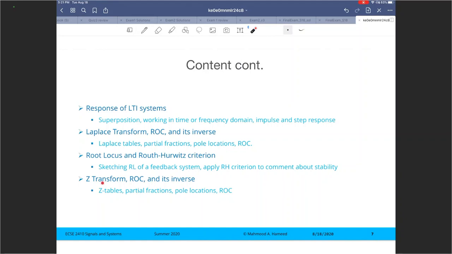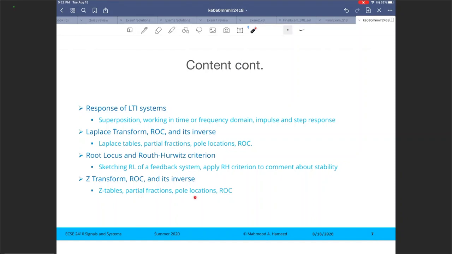Next, this is the last topic here: Z transform, region of convergence, and finding out its inverse Z transform. So this, again, very similar to Laplace transform, involves how do you use the Z tables to find the Z transform or the inverse Z transform. Again, we will need to work with partial fraction expansion. The only difference between Z and Laplace is that we will save a Z term in the numerator because that will get our partial fractions in the standard form.